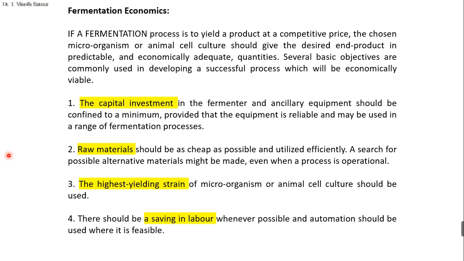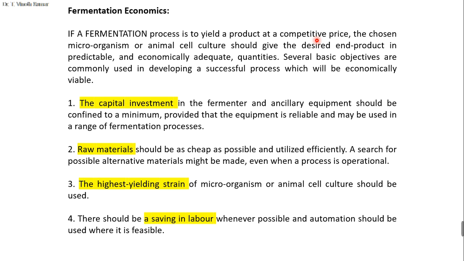For example, if you want to start an organization or a biotech startup to produce any enzyme or any bioproduct with the help of a fermenter, this economics part will play a major role. Fermentation economics is a purely economic parameter related to the fermentation process. Ultimately your aim is to yield a product at a competitive price. For example, human insulin is available at all medical shops, and the cost of human insulin is approximately 200 to 300 rupees.